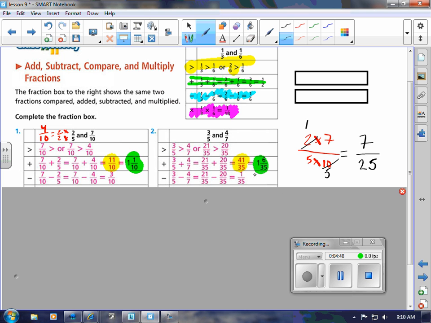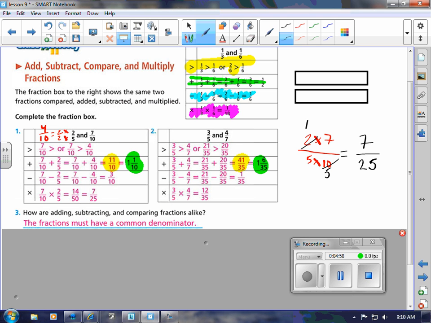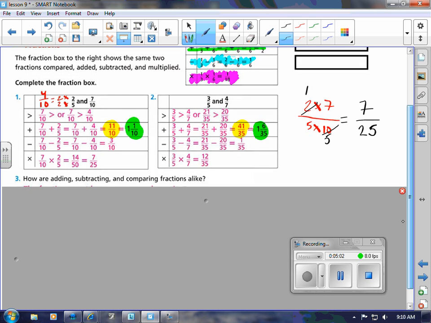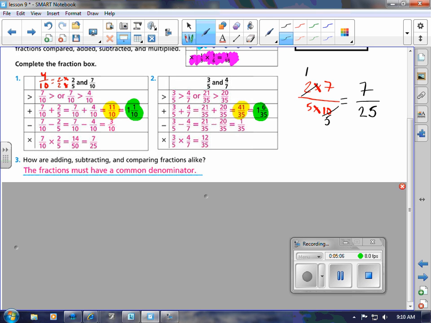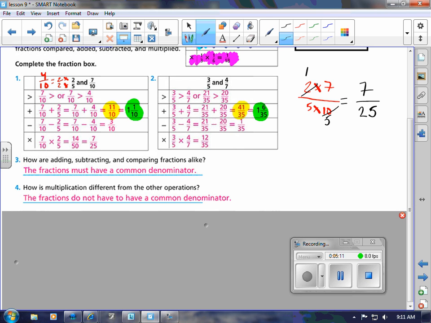So it would be 3/5 times 4/7, 3 times 4 is 12, and 5 times 7 is 35. Okay, so respectively. All right, so how are adding, subtracting, and comparing fractions alike? Well, notice that when we add, subtract, and compare, you have to find the common denominator. Versus when you multiply, there's no common denominator. You don't need that. You just multiply straight across.